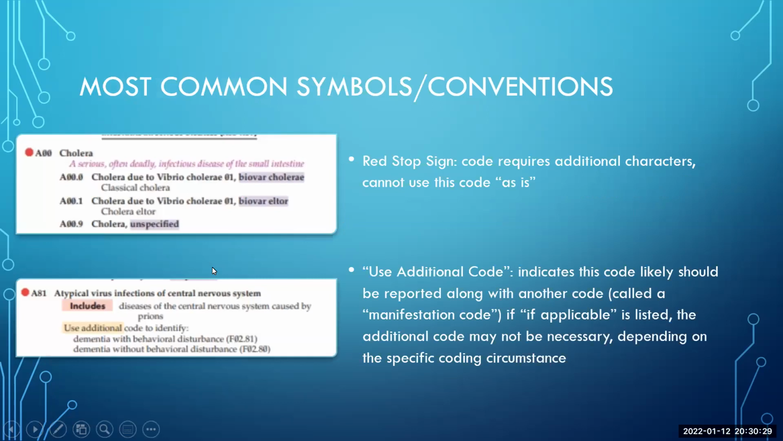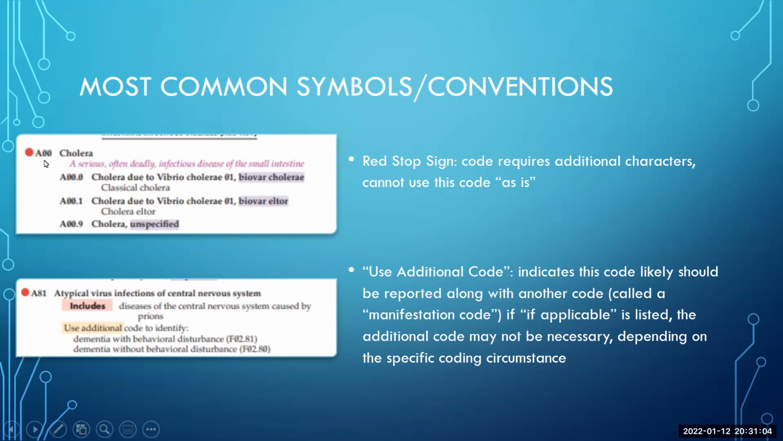All right, so I'm just going to go through the most common ones that we'll see, and I'll give you a few examples for each one. So red stop sign, this is going to be the most common symbol you're going to see in the ICD-10. And it is right here. You can see next to A00 cholera, there's a red stop sign. So that means that the code requires additional characters. You cannot use this code as is. You would never use A00 because it is an incomplete code.